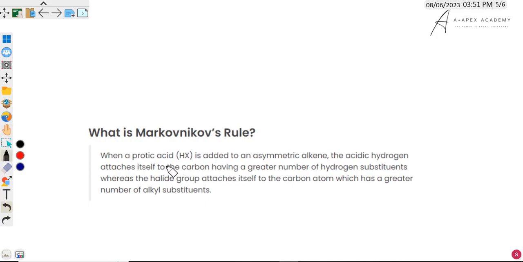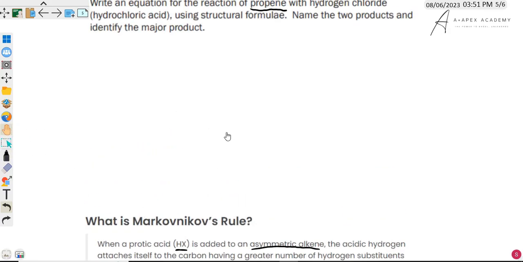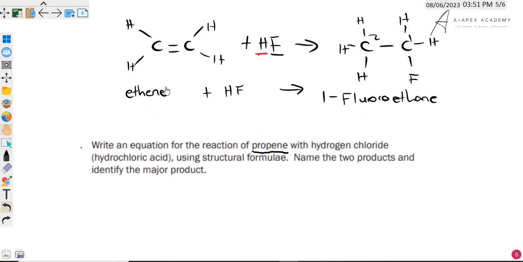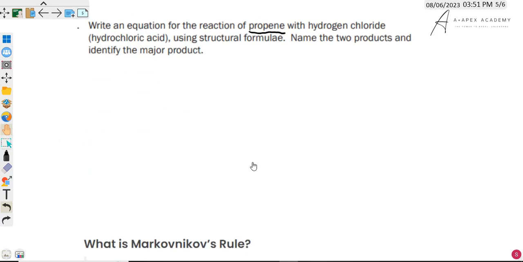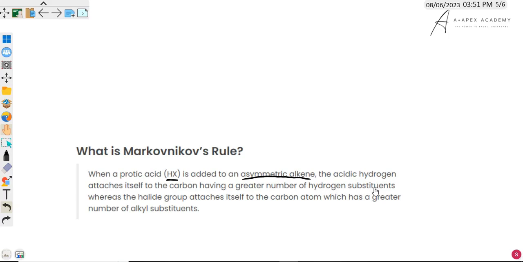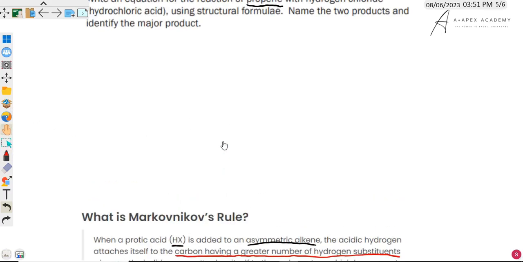It says that when a protic acid HX is added to an asymmetric, now it's no longer symmetric. Remember with the one we had, the first one, this one was symmetric. Whether you substitute the F on this first carbon or the other one, you still get the same answer. Now if it's asymmetric, the acidic hydrogen attaches itself to the what? To the carbon having greater number of hydrogen substituents. This is very much important.